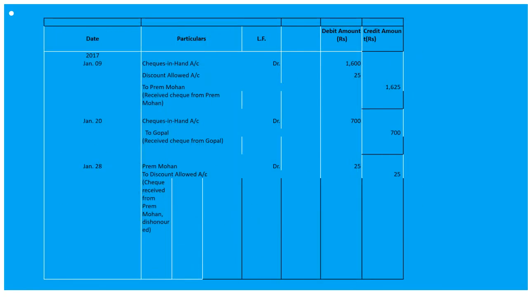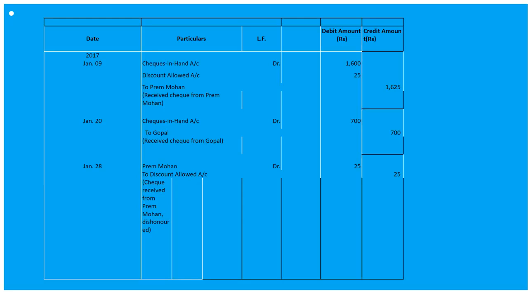Now see beta, the entry of checks in hand. They are saying on Jan 9 it was received from Prem Mohan and discount allowed. So checks in hand account debited, discount allowed account debited, to Prem Mohan 1625, that is 1600 and 25. On Jan 20th it was like sold goods to Gopal, for which he gave a check of 700. We have to make the entry of that check. So checks in hand account debited to Gopal. Whenever it will be deposited, we will do the entry in the cash book.